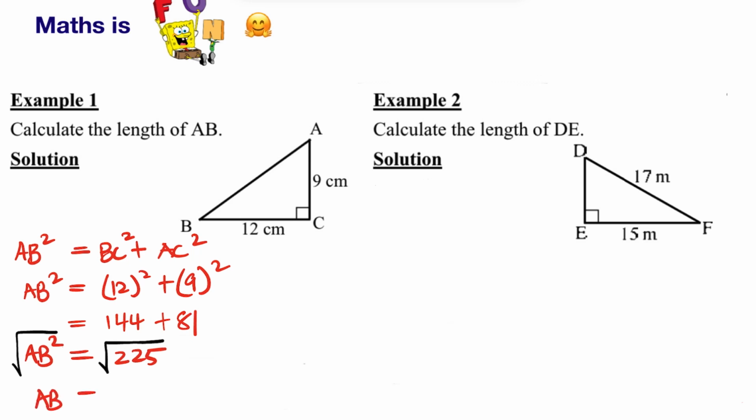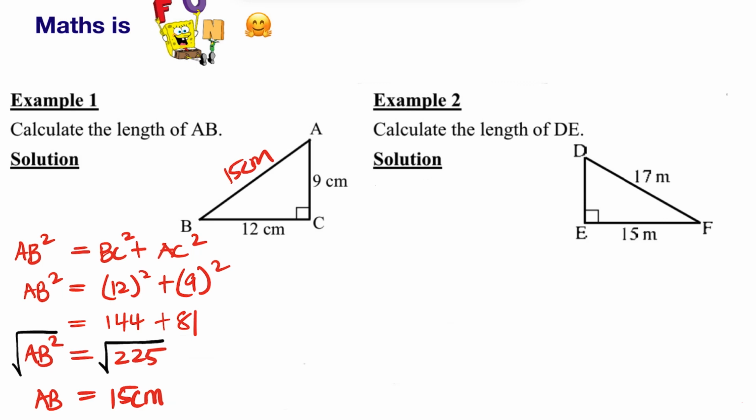So AB equals, and then you use the calculator, grade 8 and 9. The square root of 225 is going to be 15. 15 what? 15 centimeter, because the other sides are in centimeters. So this side is 15 centimeter.